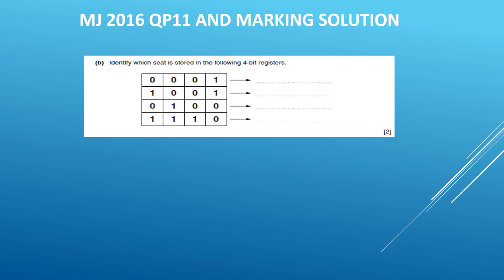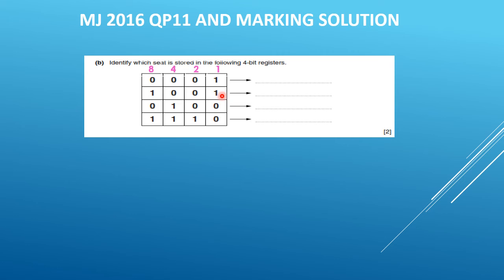Now let's see what it asks to do in part B. Identify which seat is stored in the following 4-bit registers. Here we are given 4 different registers in 4 different rows. So we are going to get an equivalent hexadecimal value for that. For that matter, we need to put the binary notation. When we put the binary notation, we need to see the on bits. So here one bit is on and the rest of the bits are off. So here we'll write 1.